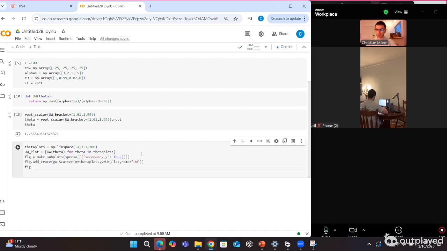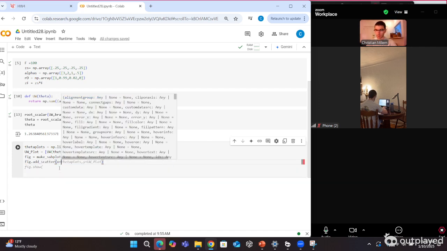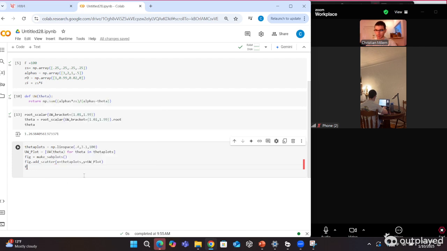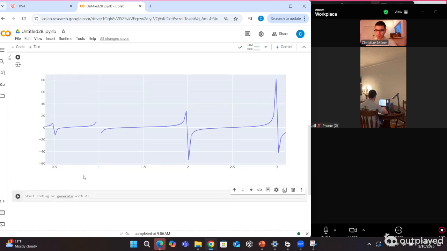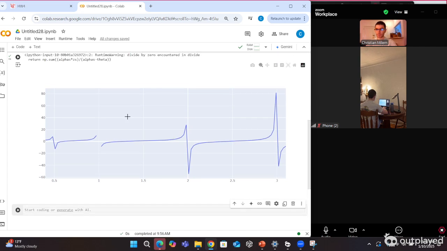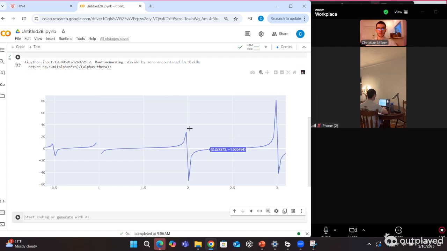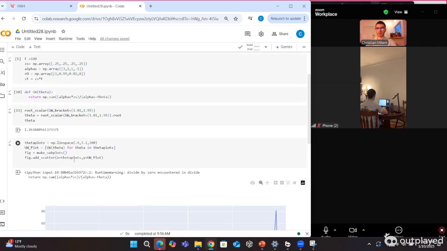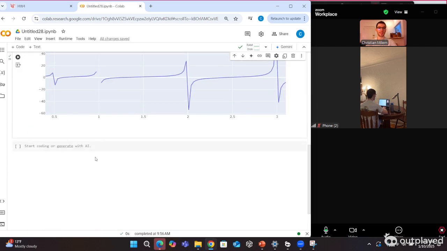So then fig equals make_subplots. I don't know what all of that is. Fig.add_scatter, x equals our theta plots. All right, so here's our plot of this. I'm not quite sure why we need to do that, but we did it anyway.